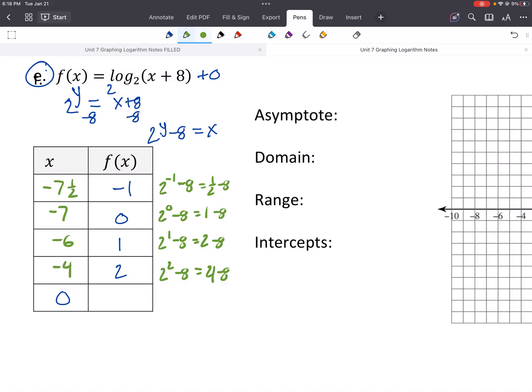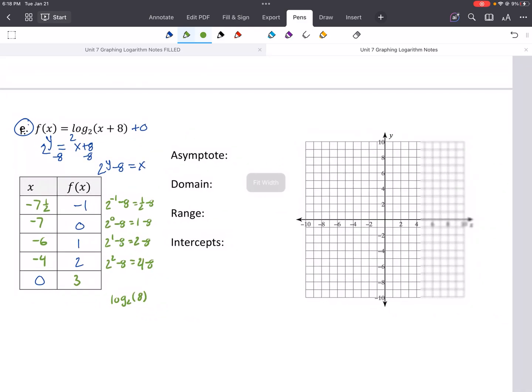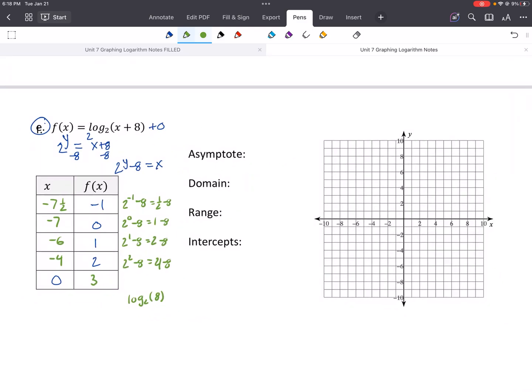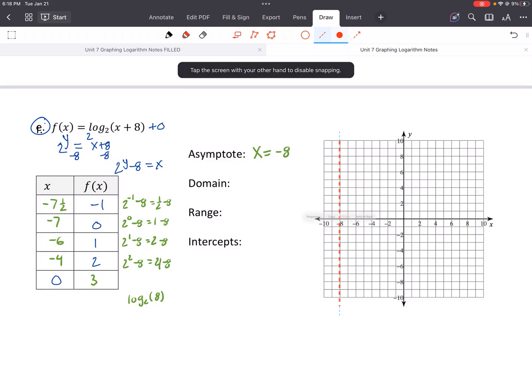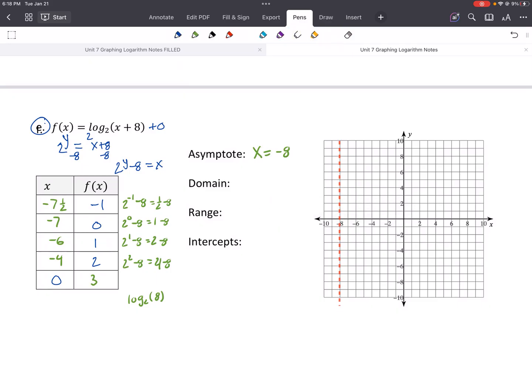If we were to plug in x for 0, so log base 2 of 8, and would say 2 to the what is 8? It's 3. Okay, so we were almost there. If we did one more, we would have gotten to it anyways. Okay, so our asymptote, again, is x equals h, so x equals negative 8. And we can sketch that. And then we'll plot all the other points.